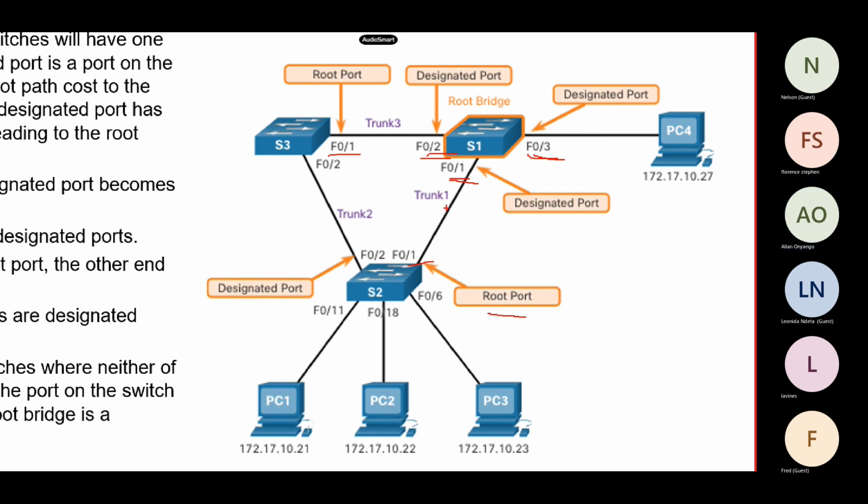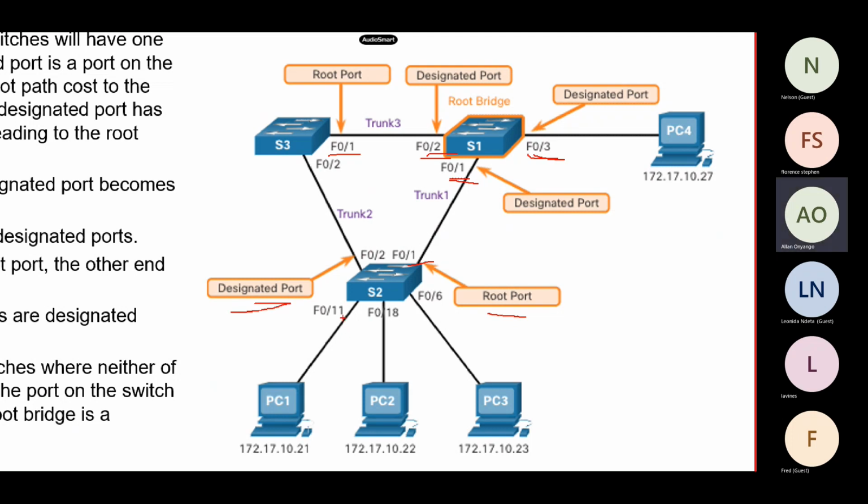Now, of course, I need you to note, by the way, that any ports connected to end devices will always be designated ports, because like I mentioned, all designated ports and root ports remain in forwarding state. Now, where is the problem now? The problem is now the link between S2 and S3. And how do we do this? Let me show you how did we get this designated port here.